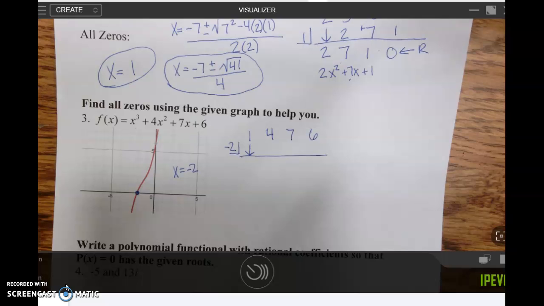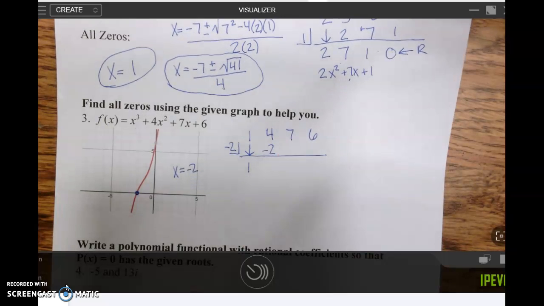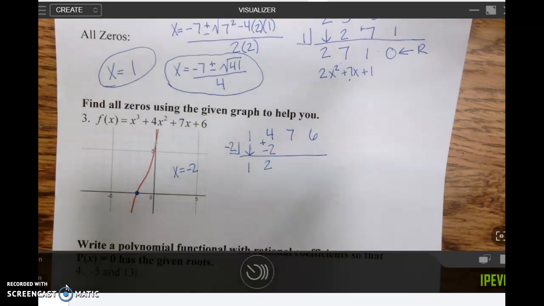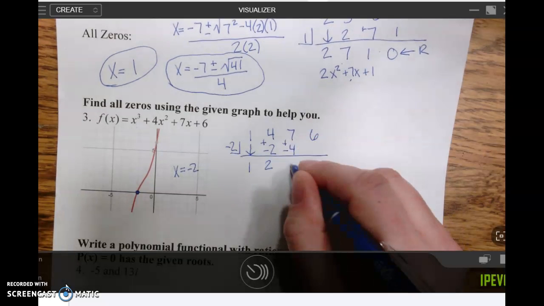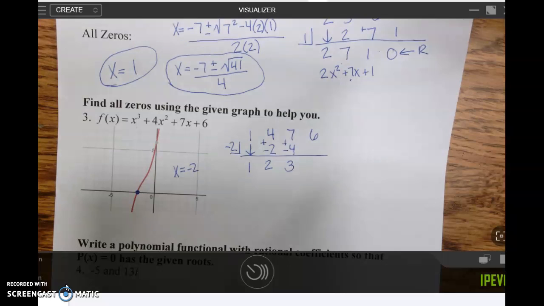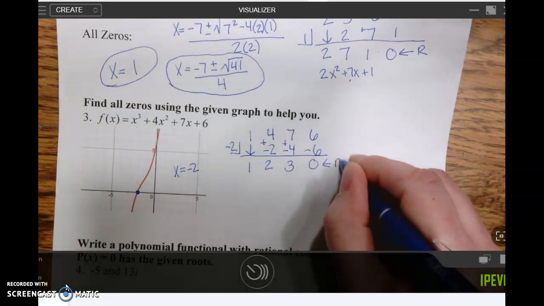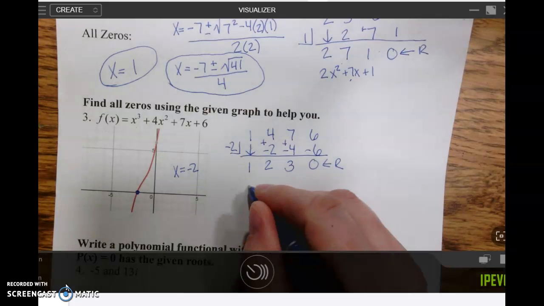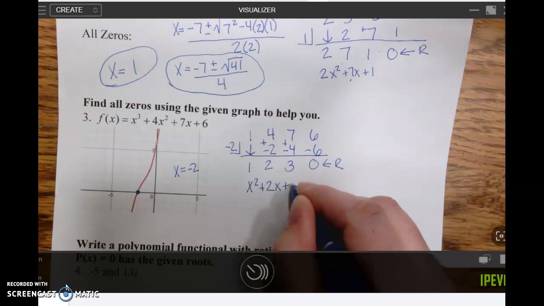Okay. So if I bring my first term down, 1 times negative 2 is a negative 2. We add down, and we get 2. Then we multiply again. 2 times negative 2 is negative 4. We're going to add down, and that gives us 3. 3 times a negative 2 is a negative 6. We add down, and the remainder is 0, which is what we expected. So now, instead of a third power, we're going to have a second power. We have 1x squared plus 2x plus 3.